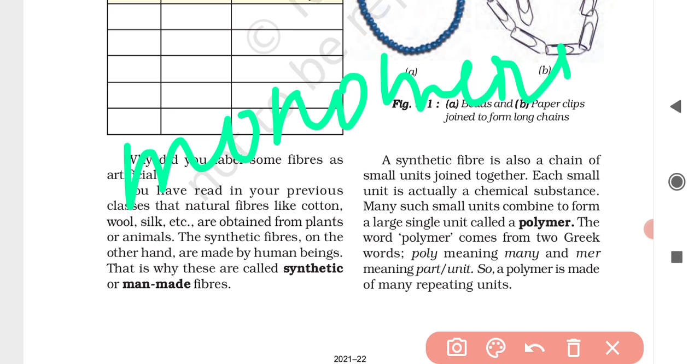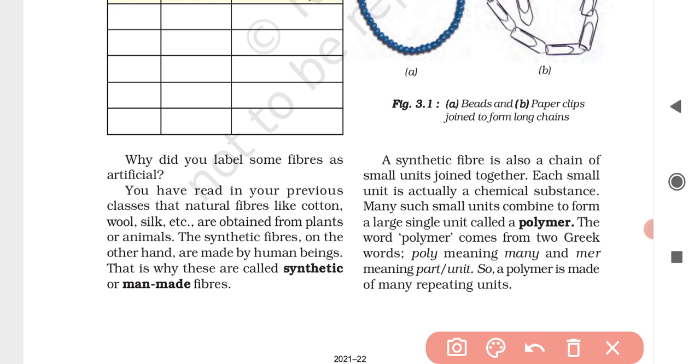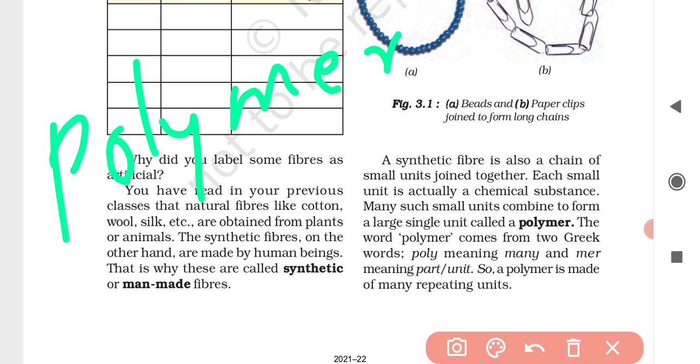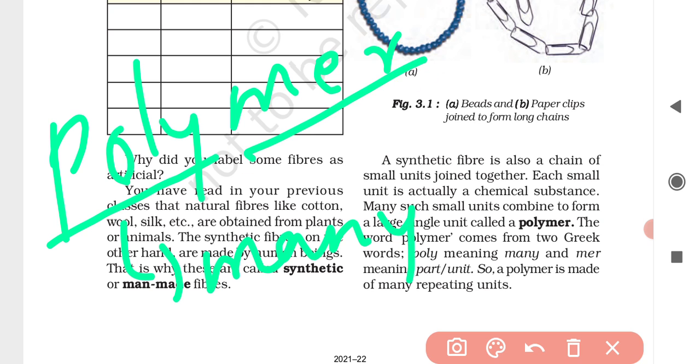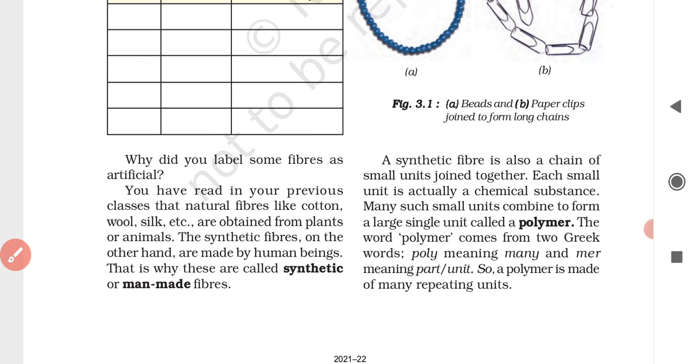Clear? The word polymer comes from two Greek words, right? Poly means many, and mer means units. So a polymer is made of many small repeating units of chemical compounds called monomers. Okay, clear? So what is written here?